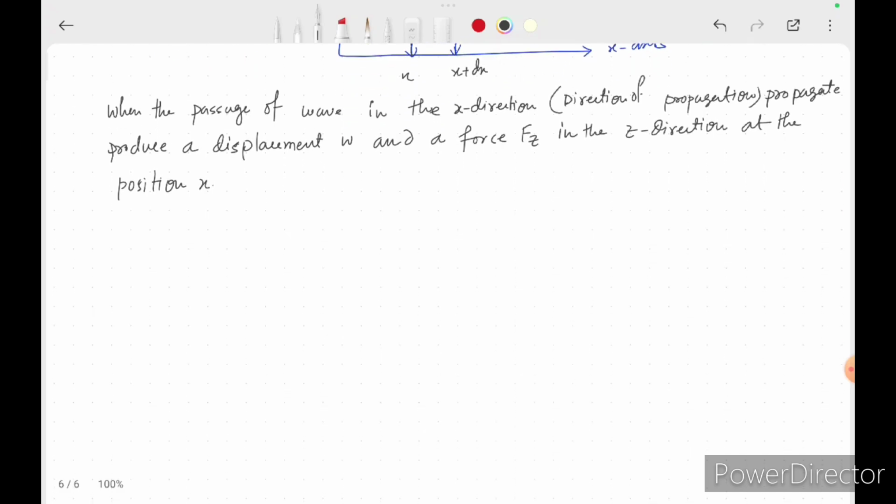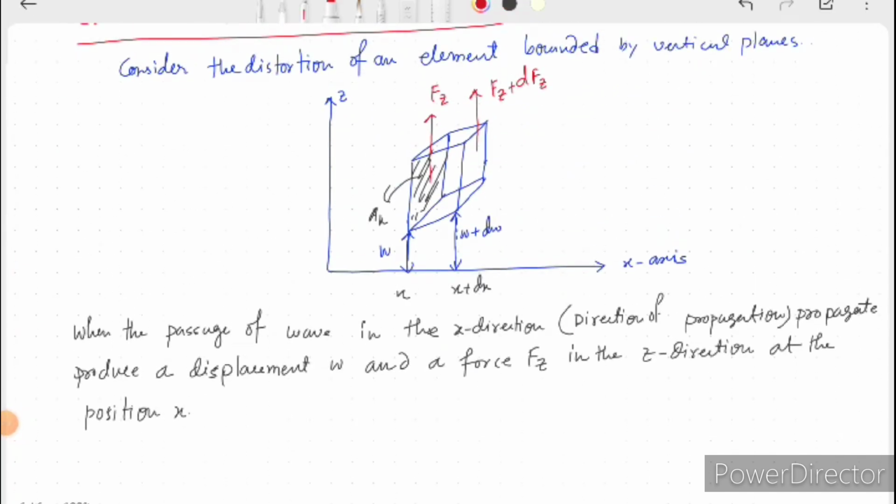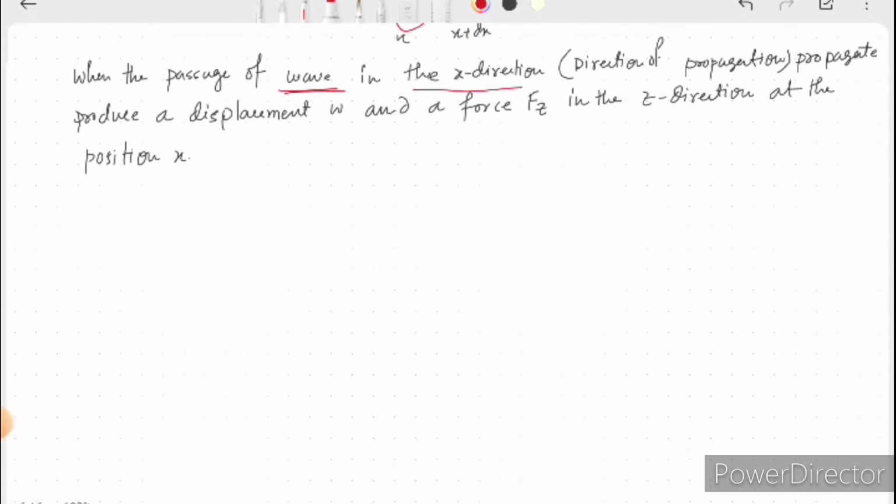Similarly, okay, at the position x equals x, this transverse wave, when propagating in the x direction, produces a displacement of the vertical plane. This is the displacement of the vertical plane and the vertical shear along the z direction at a position x, okay.